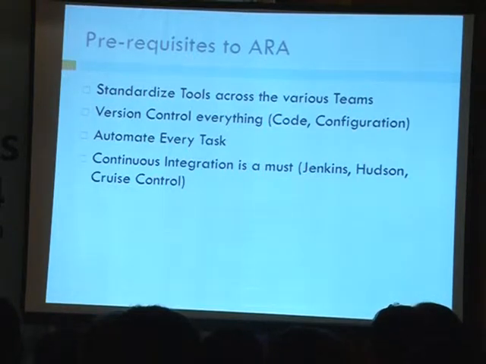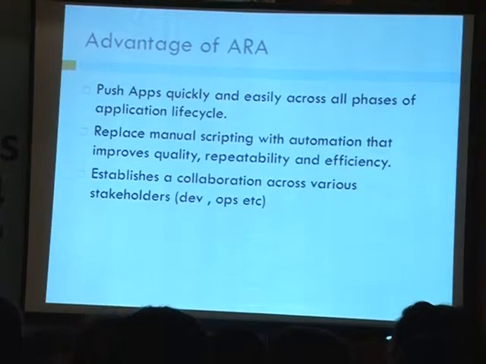So in our opinion, everything should be version controlled, irrespective of whether it's code or configuration or something else. Automate every task, because only then will you be able to orchestrate this. And then continuous integration is a must. It's a prerequisite before you start thinking about ARA. So if you do not have continuous integration already in place, I think you should start thinking about that first before you move to ARA.